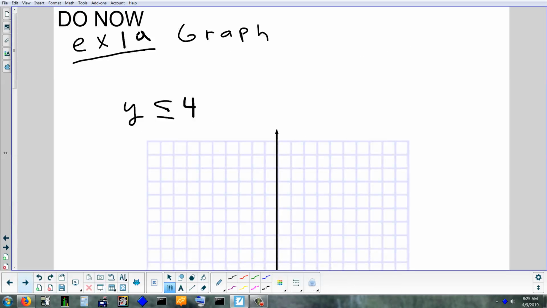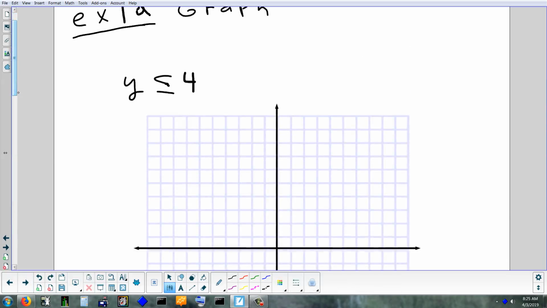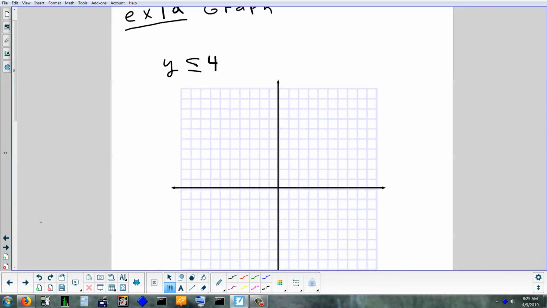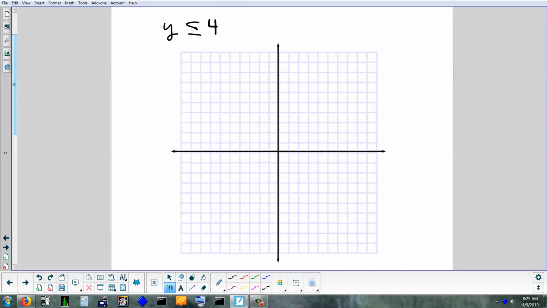So take a minute, graph that one. It's just like what we did in the warm-up. Make sure you draw the correct line, solid or dotted, and make sure you shade correctly. All right, so first question: is this going to be a special case or is this a normal one? Normal. So is that a normal case, or what did we call that, a special case?